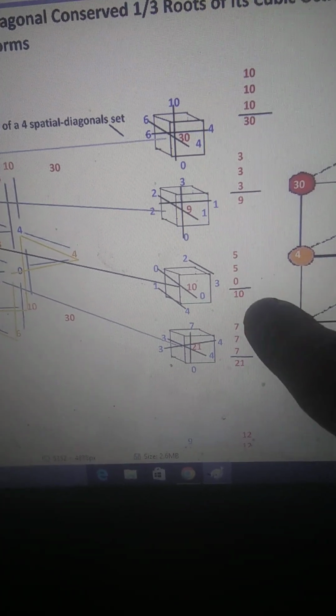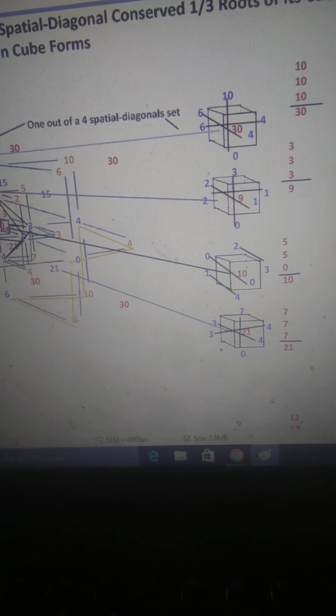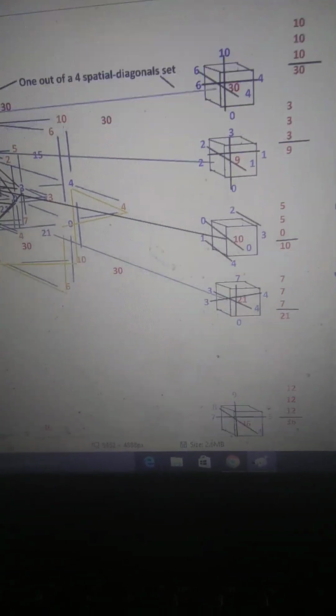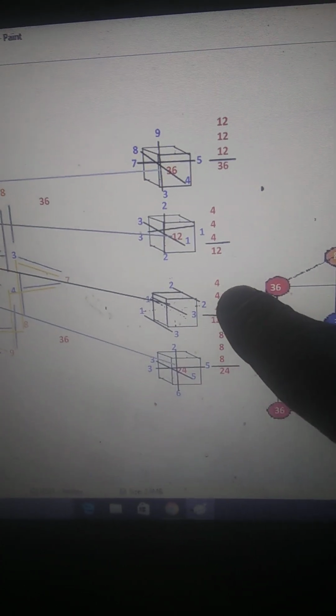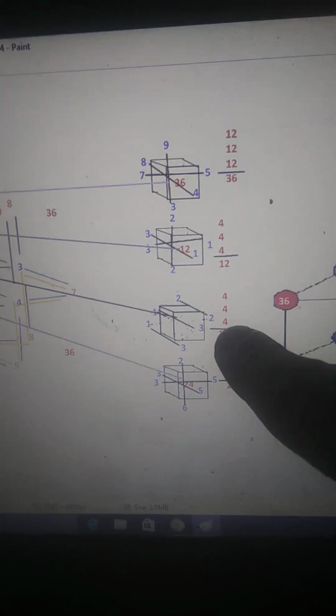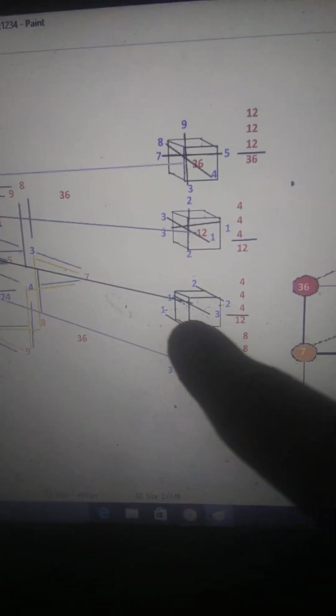It is not totally conserved. There's 5, 5, and 0 instead of 5, 5, and 5, which wouldn't add up to 10. But 5, 5, and 0 does. But it crosses like this. It doesn't intersect. And this might hold clues to a deeper understanding of the central ghost number. Because right here, it does create the conserved 1/3, 4, 4, 4, 12. But again, it doesn't intersect like these other ones.